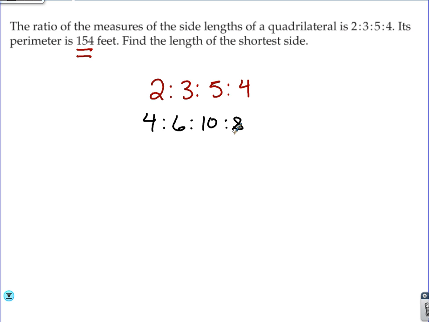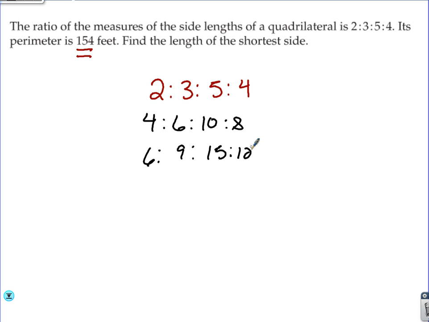Doesn't 4, 6, 10, and 8 reduce to 2, 3, 5, and 4? Yes. Now, add those together, 10, 28. No, perimeter is supposed to be 154. Distance around is 154. That's still not it. The side lengths could be, I could take all this and multiply by 3, and I could get 6, 9, 15, and 12. Now, that reduces to 2, 3, 5, and 4. But that's still not it. I'm doing this the hard way.